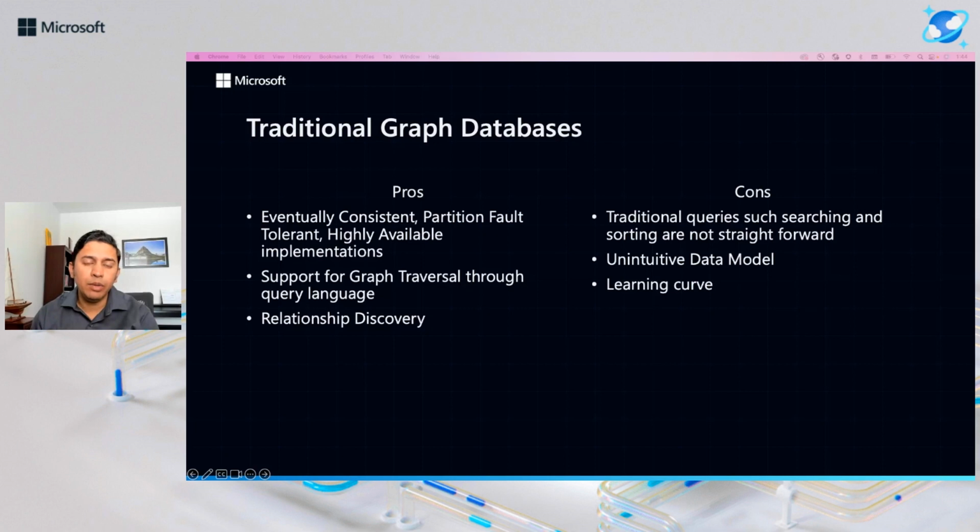The graph databases have native support for graph traversal through its query language, which is very helpful for the scenarios that we talked about earlier. The graph databases often allow different kinds of objects to be stored, and then it provides a mechanism to discover relationships between these different types of business objects.